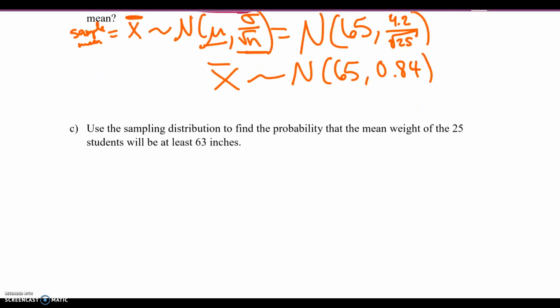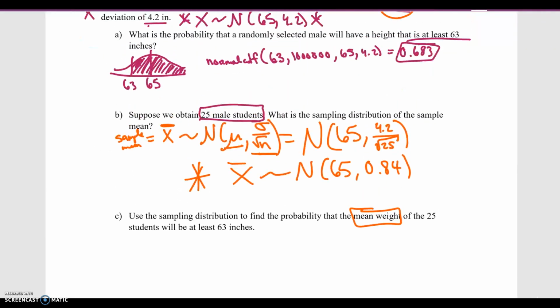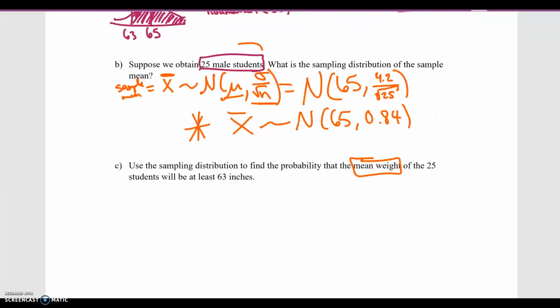Now here's my question. Use this sampling distribution to find the probability that the mean height of the 25 students will be at least 63 inches. Notice that this one is very different than part A. In part A, we're still looking for at least 63 inches, but we're looking for a randomly selected male. Whereas here, we're looking at all 25 males that we got, adding their heights together and dividing by 25 to get their mean height. I just noticed this should say height. Their mean height should be at least 63 inches.